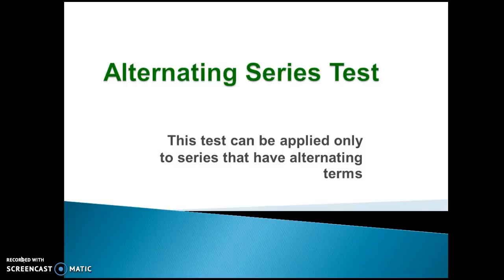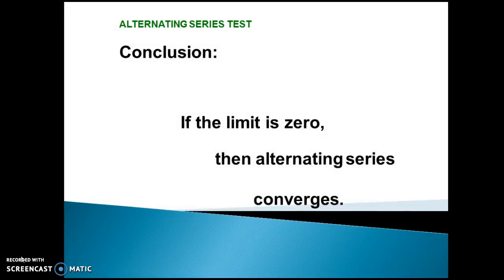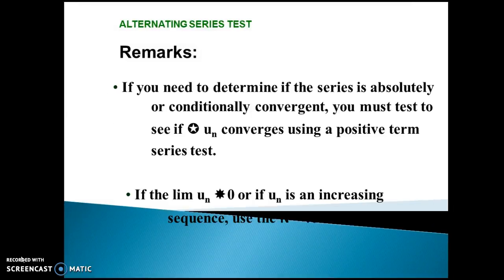Alternating series: this test can be applied only to series of alternating terms. For the alternating series, proceed by checking that un is a decreasing sequence. Evaluate the limit as n tends to infinity of un. If the limit is equal to 0, the test is convergent.